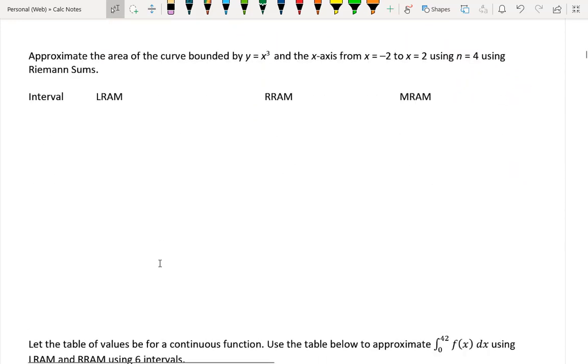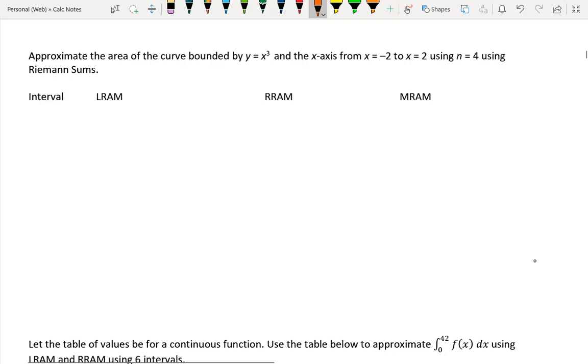All right, it says to approximate the area of the curve bounded by y equals x cubed and the x-axis from x equals -2 to 2 using 4 intervals, n equals 4, using Riemann sums. Okay, so we're going from -2 to 2, and I'm going to set up my intervals over here.